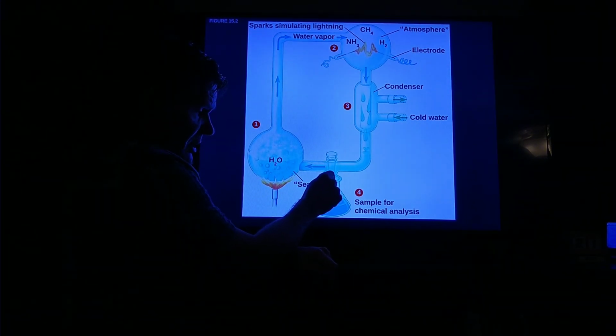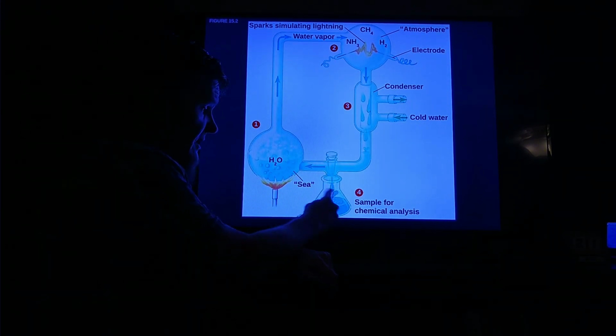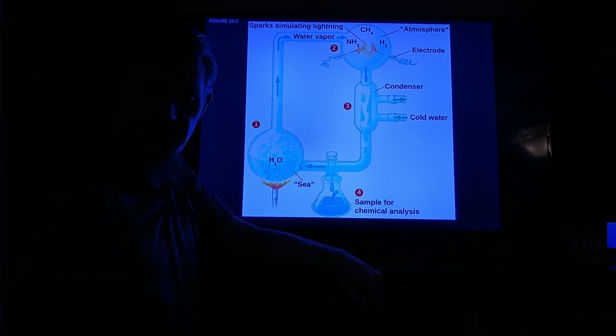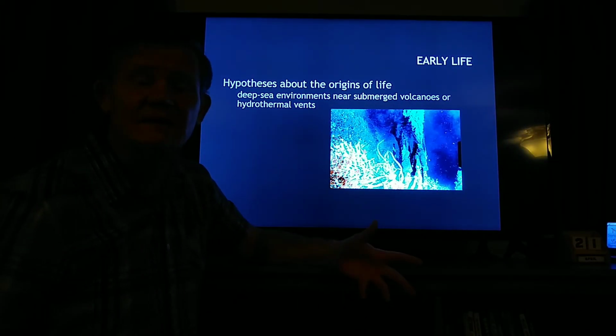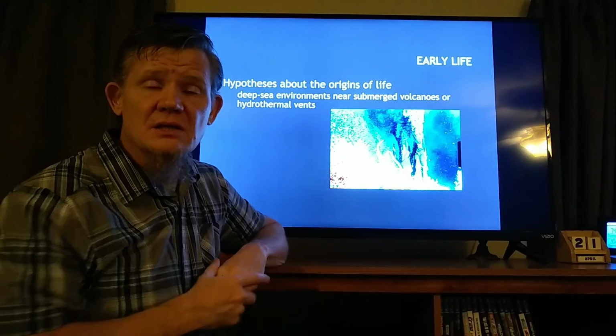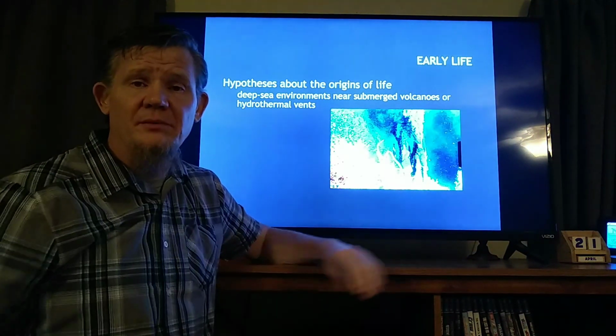He can pull this little plug out and allow some of the liquid to come out, and then this is what he could test. And again, he let this run for a few weeks, and after a few weeks of letting that run, what he found is those simple organic molecules, some of the precursors to life.